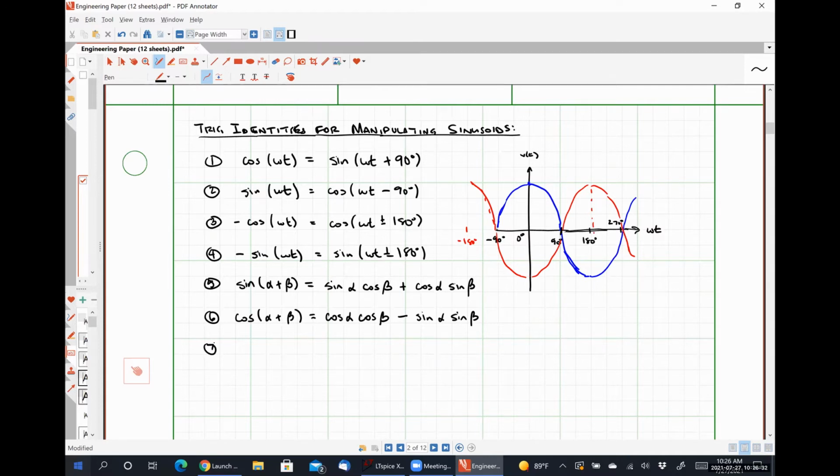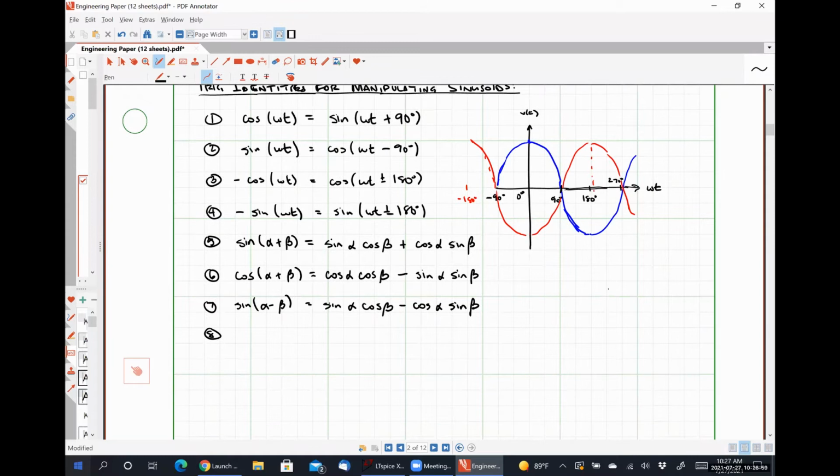Number 7 would be sine of alpha minus beta, which will be sine alpha cosine beta minus cosine alpha sine beta. And lastly, cosine of alpha minus beta is equal to cosine alpha cosine beta plus sine alpha sine beta. So that's the last of those identities.